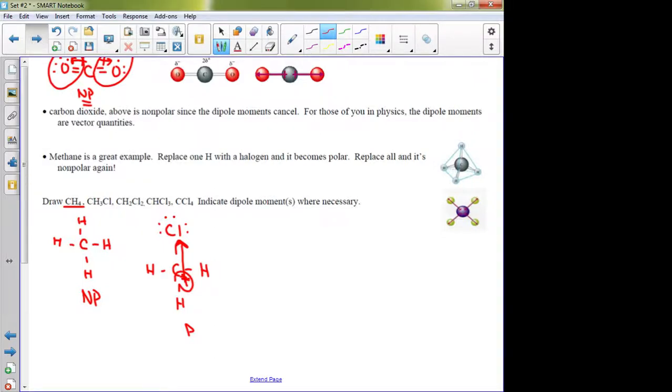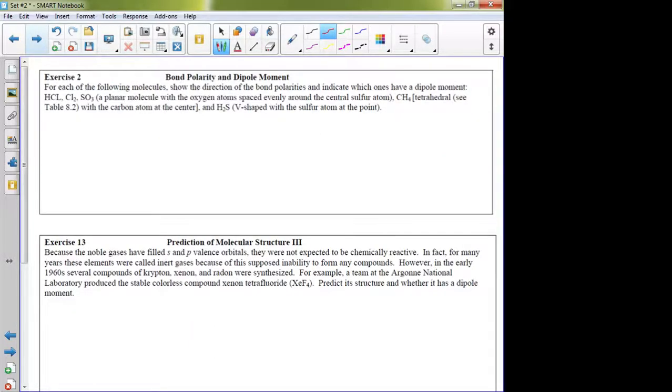All right, let's do a couple of examples and then we can call it a day. For each of the following molecules, show the direction of the bond polarity and indicate which ones have a dipole moment. So the first one is HCl. That's how we draw HCl. Is this going to be polar or non-polar? Polar. Who's hogging the electrons here? Chlorine, because chlorine's more electronegative, so I draw an arrow towards the chlorine, and the hydrogen end is going to be the end that's slightly positive. Do we see that?